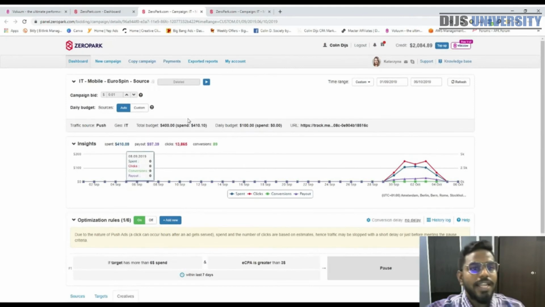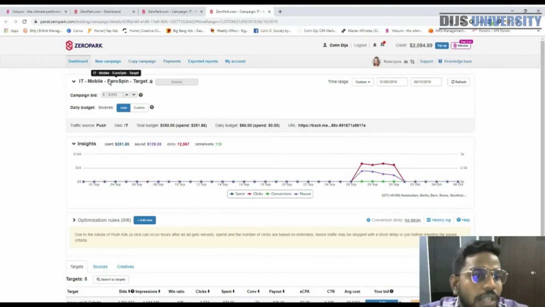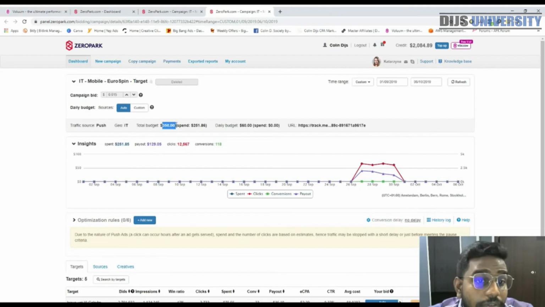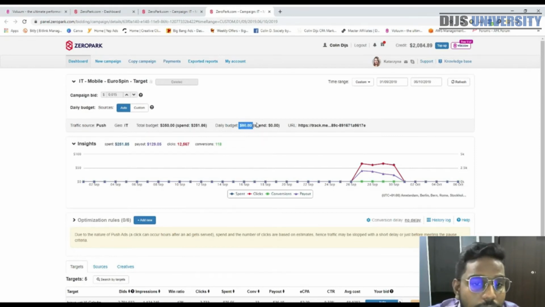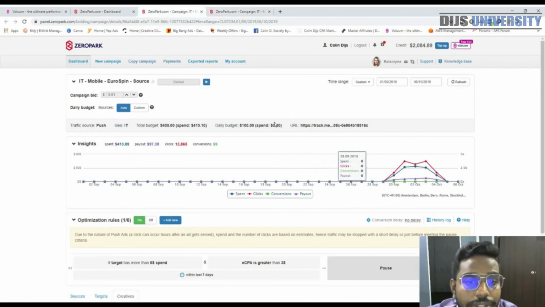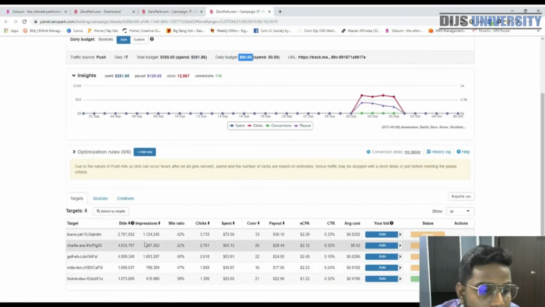So let's go ahead and check out the one that actually was a little bit good and almost a winning campaign. So the IT for target, the total budget was $350, where we spent only $251.86, which is less than the amount. And then our daily budget was $60 compared to $100 here. This was only $60. And then when you go further down, let's see which target made the most conversions.